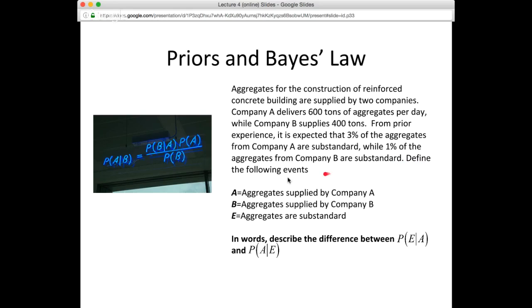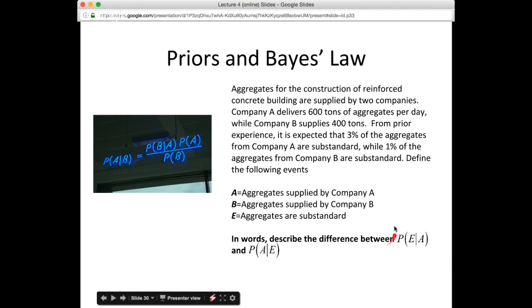Then we're told to define the following events. Event A is the case where aggregates are supplied by Company A. Event B is the event where aggregates are supplied by Company B. And event E is the event where aggregates are substandard. The first question we're asked is, in words, describe the difference between the probability of E given A versus the probability of A given E.